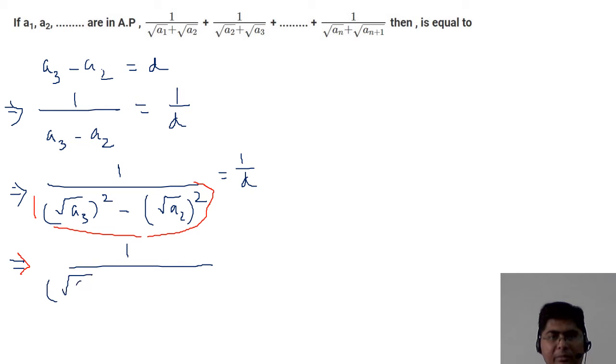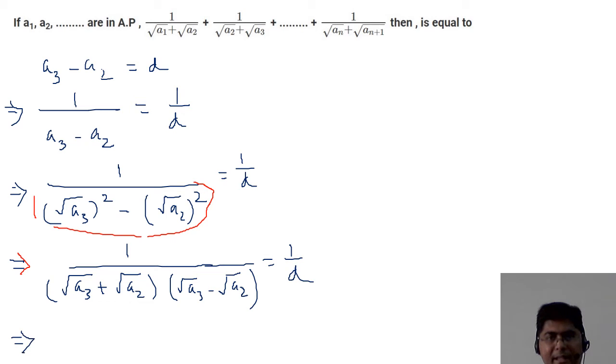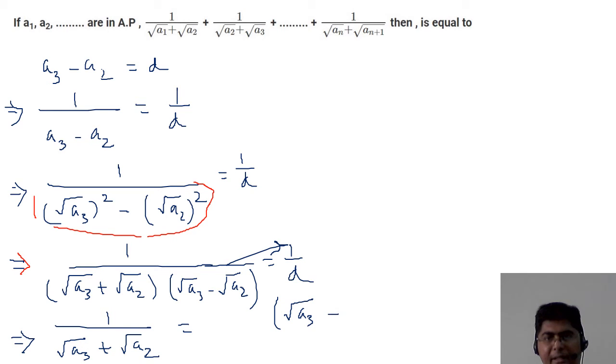So as I am writing down, root over a3 plus root over a2, then it will become root over a3 minus root over a2 is equal to 1 by d. So once again this will go up this side, so I'm just rearranging these equations. a3 plus root over a2 is equal to root over a3 minus root over a2 which is divided by d.